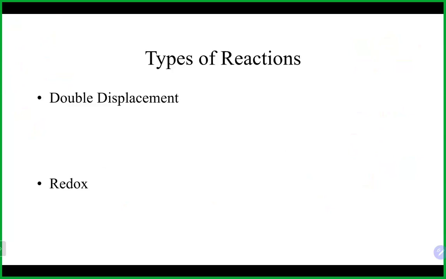Now, when we talk about classifying reactions, there's really 2 big categories of reactions that pretty much all reactions fall under. Within these classifications, double displacement and redox reactions, there are more specific ways you could classify a reaction, but they do fall under these 2 big umbrellas. When you think about any chemical reaction that occurs, there's really 3 reasons why a chemical reaction occurs.